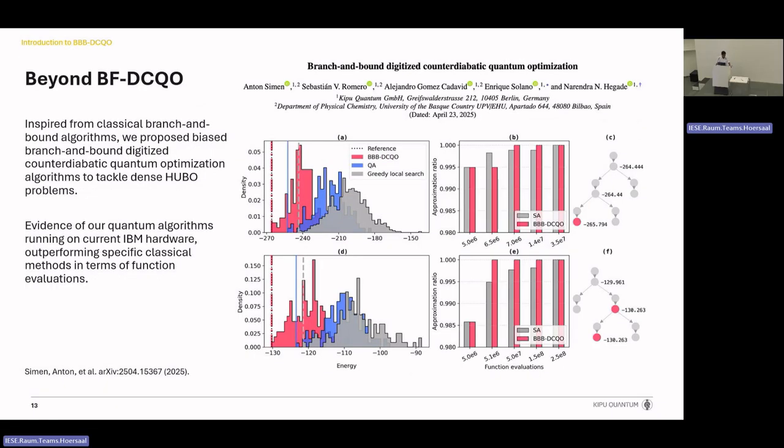And what is beyond bias field DCQ? Bias field DCQ is an algorithm that we developed almost 1.5 to 2 years ago, and we are now extending it: what we call the branch and bound bias field DCQ. This is a technique inspired by classical branch and bound techniques. You can find this work in this paper. I'm not going into the details of how it works.